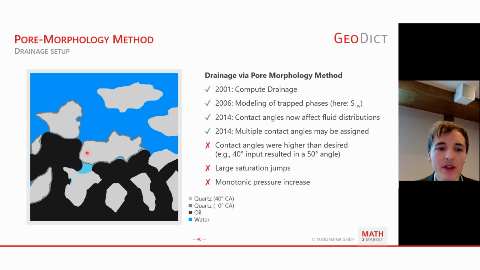We also advanced that method even further by not only being able to compute the drainage, but also to model the trapped phases, considering the right contact angles, and also considering multiple contact angles at the same time during one simulation. For example, you can see here that we have quartz that is only gray, and then we have these dark areas. And these darker areas have another contact angle compared to the light gray quartz values.